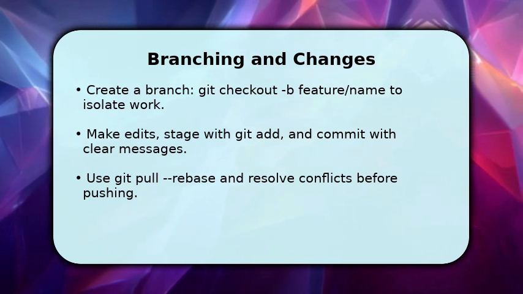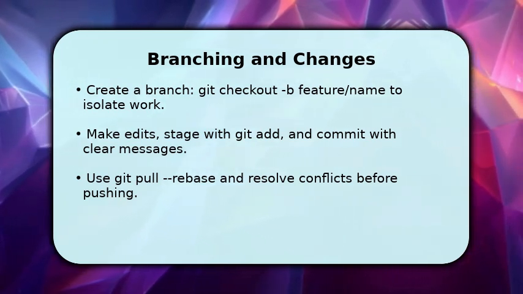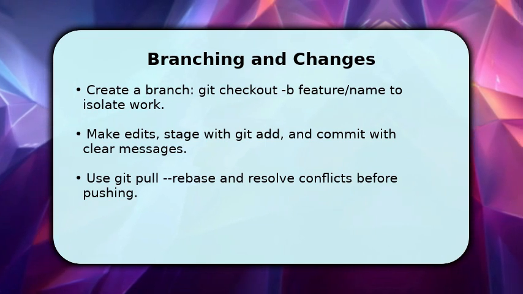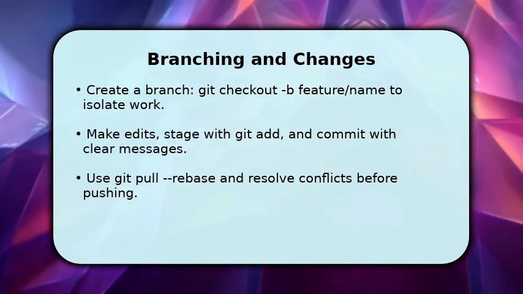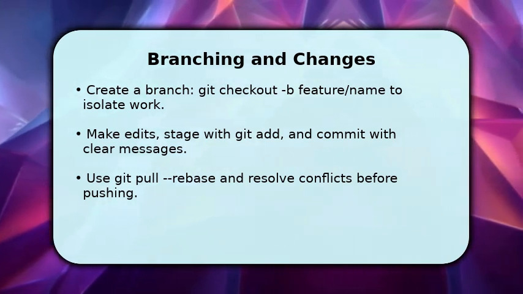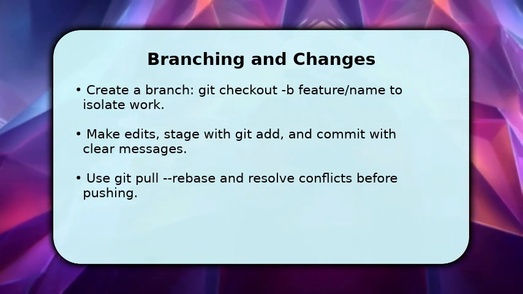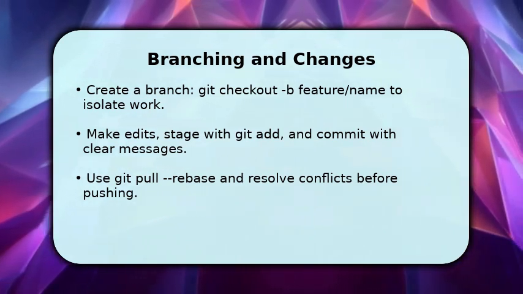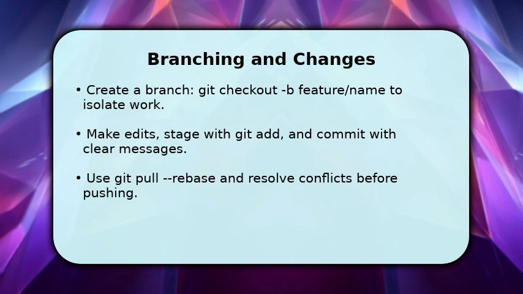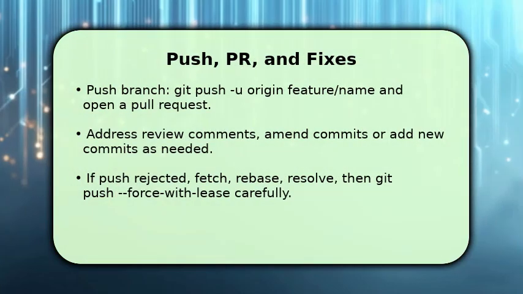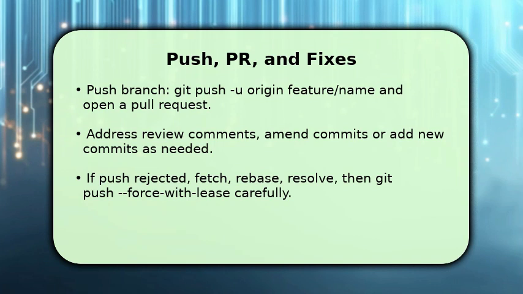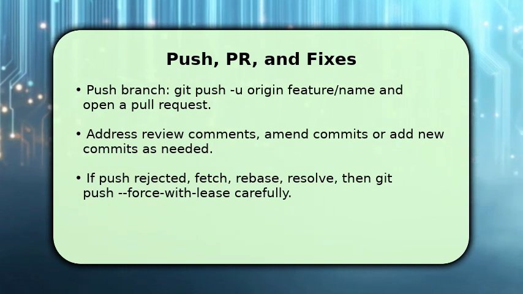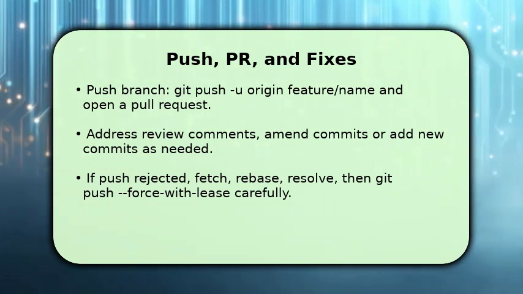Once you have commits ready, run git pull --rebase to integrate upstream changes. This prevents unnecessary merge commits. If conflicts occur, open the conflicted files, make deliberate fixes, git add the resolved files, and continue the rebase to maintain a tidy history. You push your branch with git push -u origin feature/name so GitHub tracks it, then open a pull request to start code review.